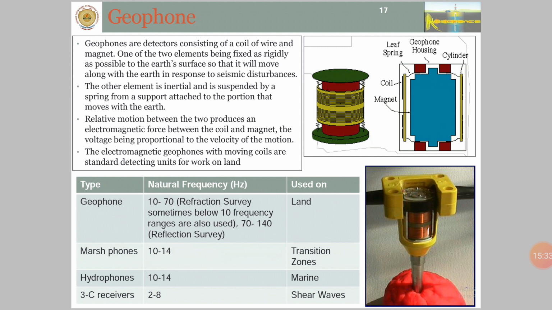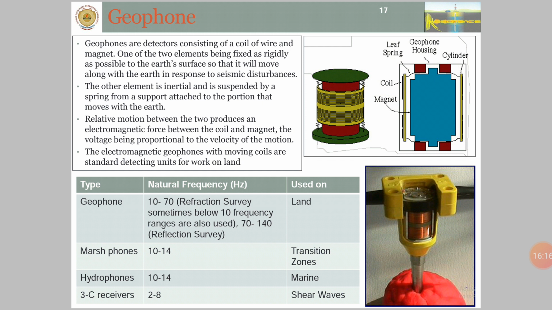Now, the geophone is one of the important instruments in the acquisition of refraction and reflection data. Geophones are detectors consisting of a coil of wire and a magnet, one of the two elements being fixed as rigidly as possible to the Earth's surface so that it will move along with the Earth in response to the seismic disturbances. The other element is inertial and is suspended by a spring from a support attached to the portion that moves with the Earth. Relative motion between the two produces an electromagnetic force between the coil and the magnet, the voltage being proportional to the velocity of the motion.